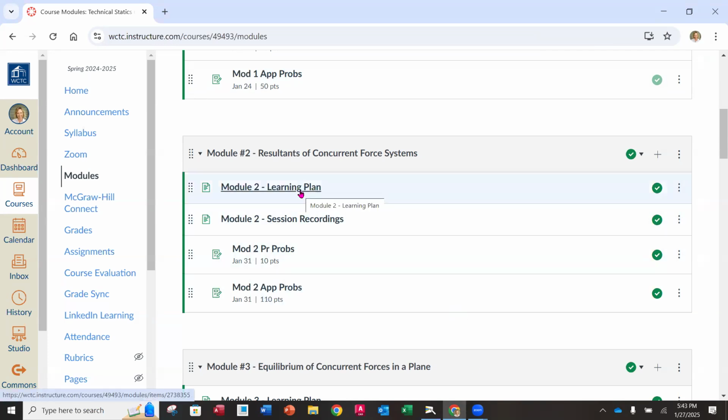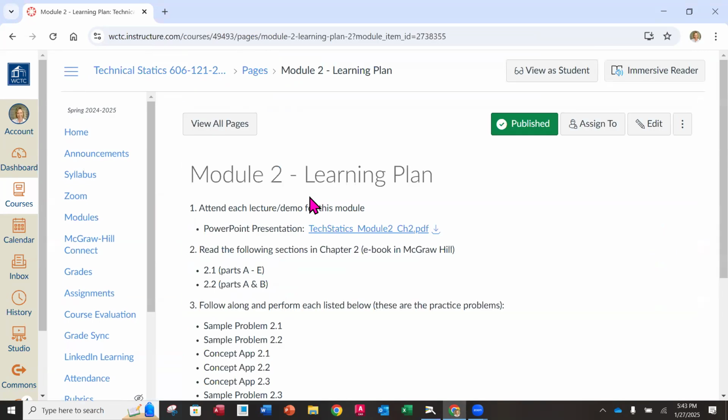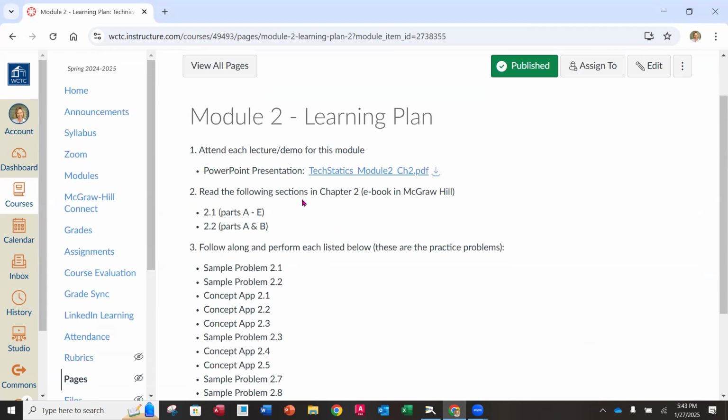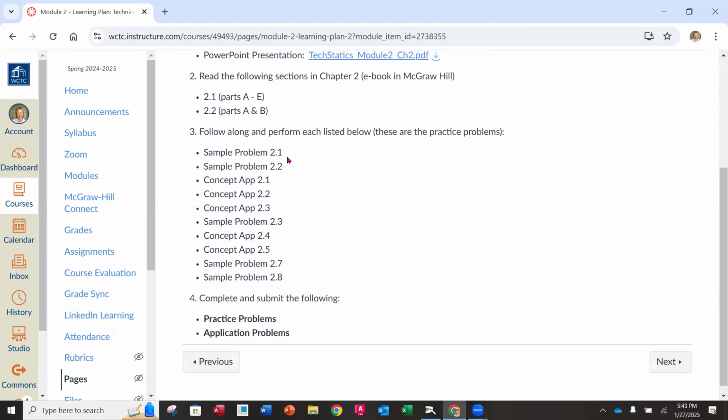And where we're going to focus our time and energy is going to be in a lot of, I think, 3 sections in chapter 2, not chapter 2 in its entirety, but we're going to be looking at 3 sections in chapter 2. So I have down here the places that we're going to be looking, and then also the sample problems and the concept application problems that we're going to be doing. These problems right here are your practice problems, okay?